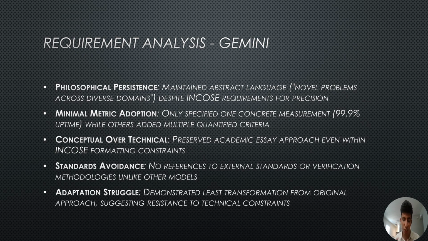For Gemini, it resisted the structural adaptation. Unlike other models, Gemini retained its original conceptual style. It suggested strong training bias towards academic limits in adopting structured engineering formats. So it did not change too much. It came out with an abstract language persistence, which is that it continued using the broad phrases despite Incosys push towards precision of these phrases. It indicated preference for conceptual framing over specification details.